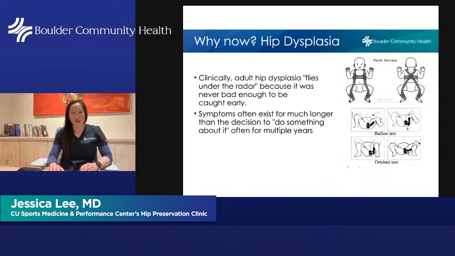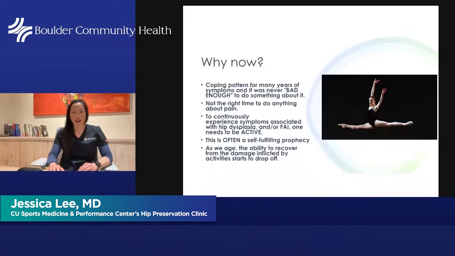And what we find when we talk to patients who have hip pathology is that a lot of times these symptoms are not really about now. These symptoms have actually existed for much longer than the decision to do something about it, often for multiple years. I would say at least 5 years on average for a lot of our patients. To that point, why now? People suffer through pain and through their circumstances and anatomy for a lot of different reasons. Some of it has to do with patient perception of pain. Some of it can be a coping pattern for many years where it was never really bad enough to do something about it. Maybe it wasn't the right time to do anything.